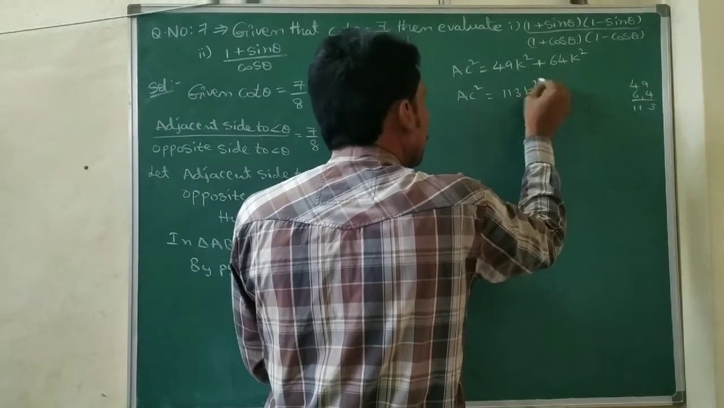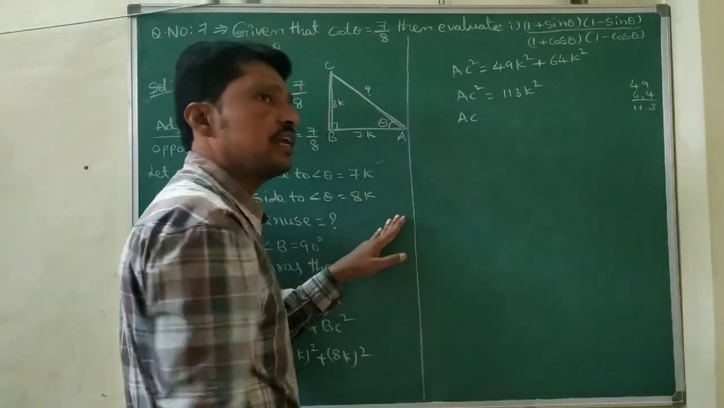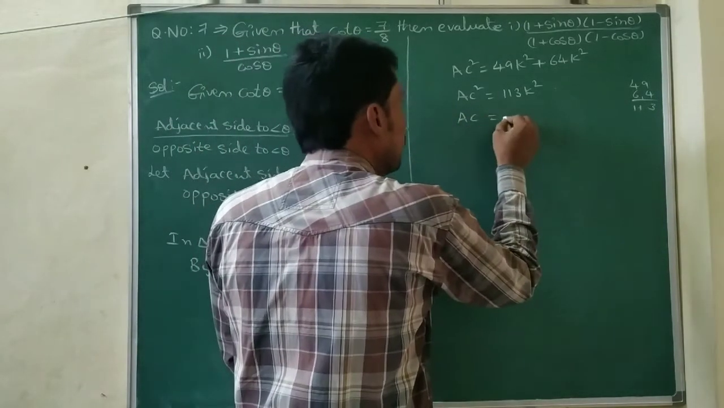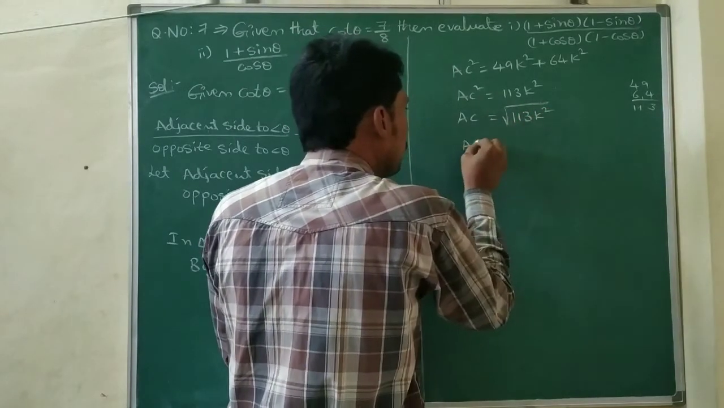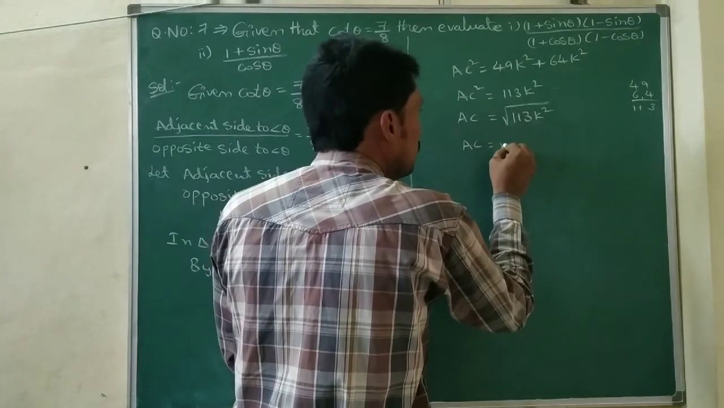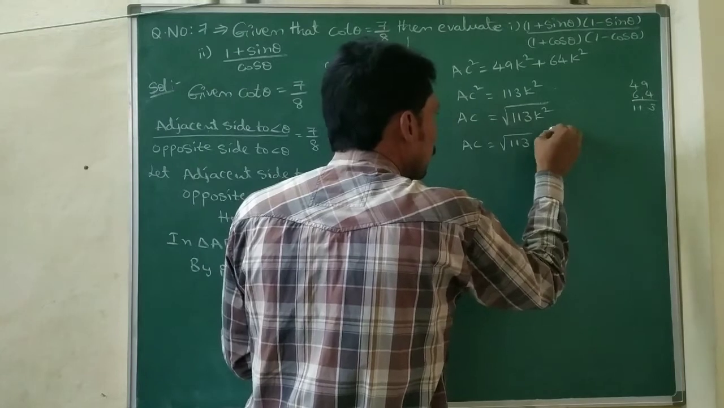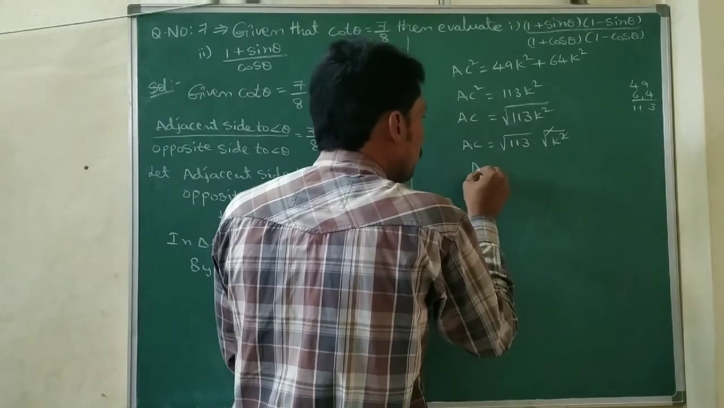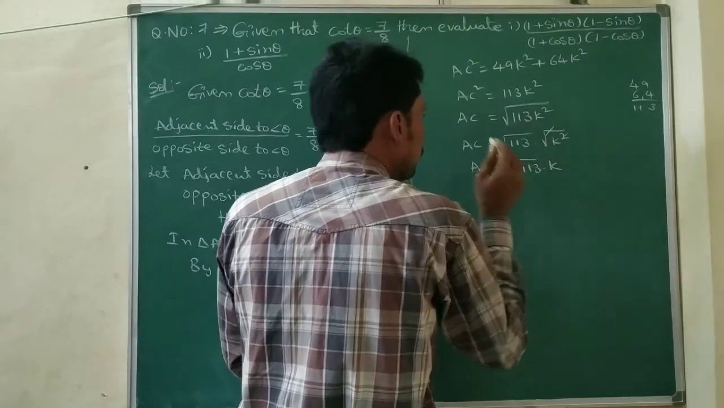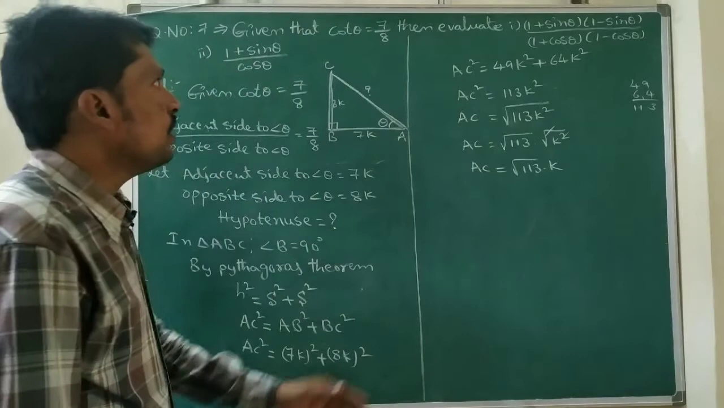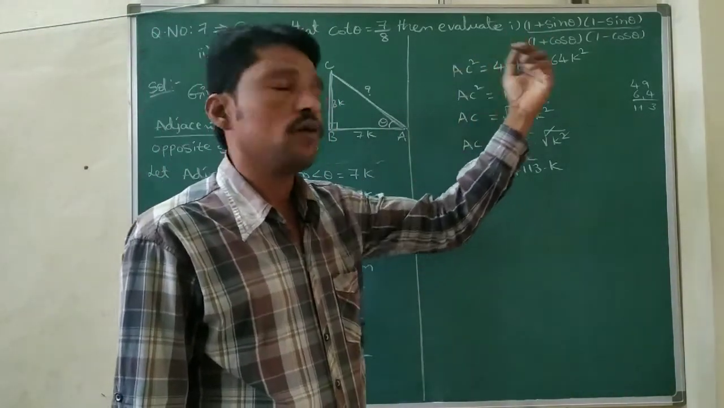113 k square. Now this square we can transpose. Transposing means it becomes root. So AC equals under root 113 into k square. So AC equals, we can write individually, under root 113 into under root k square. K square and root get cancelled. So AC equals under root 113 into k. This is AC.